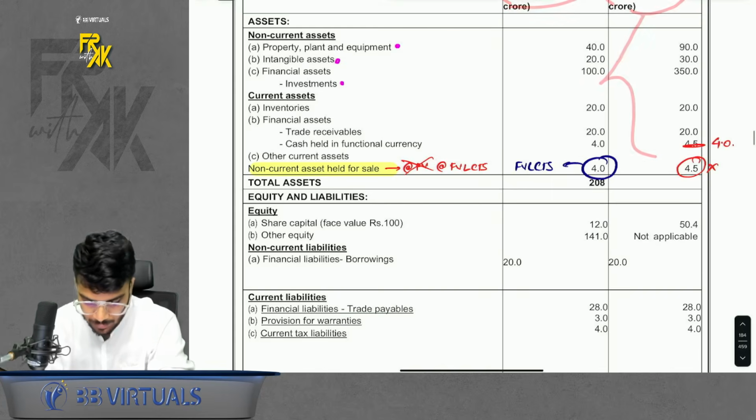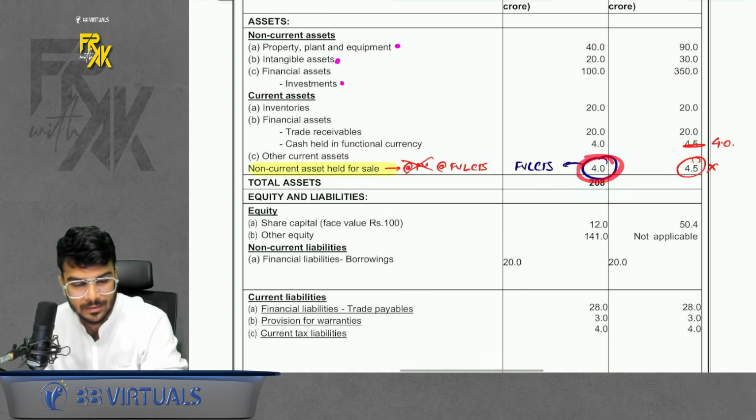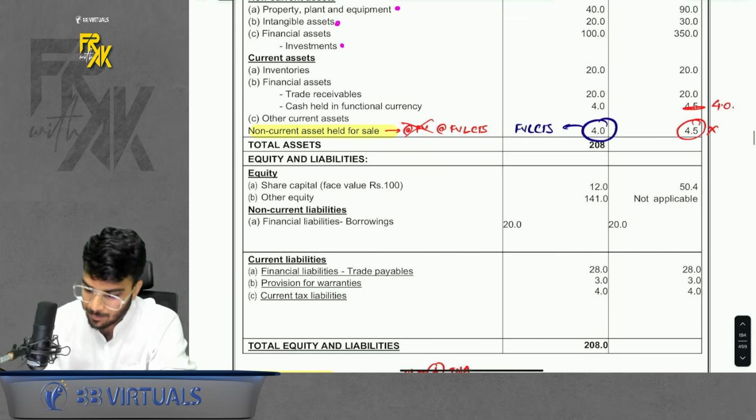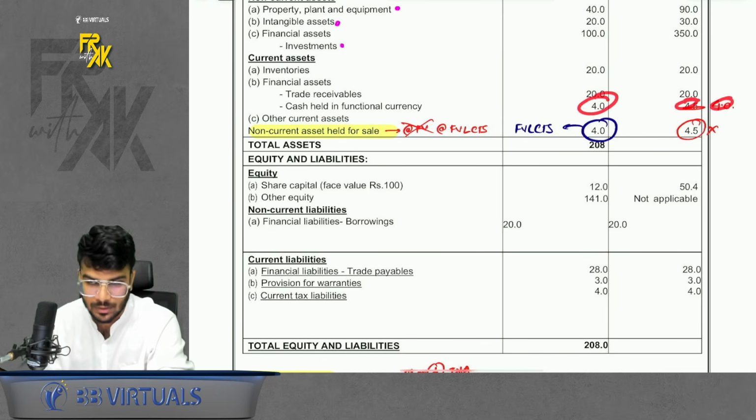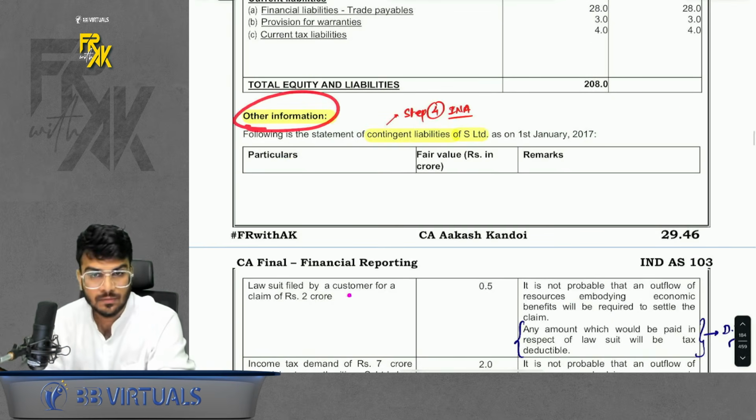But there is one item. Non-current asset held for sale. For this, we don't take over at fair value. We will take over at FVLCTS. Okay. Do remember. Acha, please do one rectification. For cash, the carrying amount and fair value both are 4 only. Typo mistake. Anyways. Then other information was given.